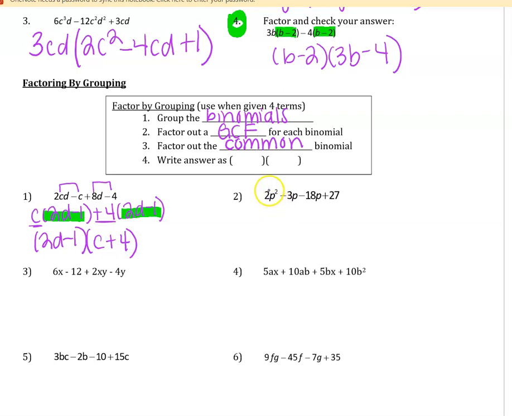Okay, moving on to number 2. I can pull a p out, and I can pull out a -9, it looks like.